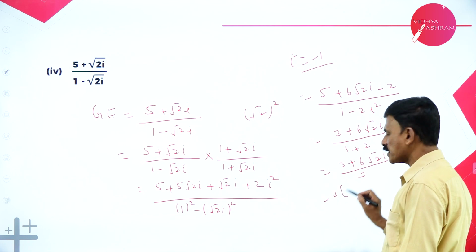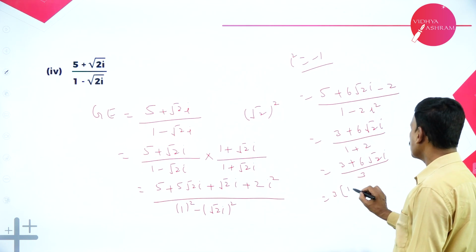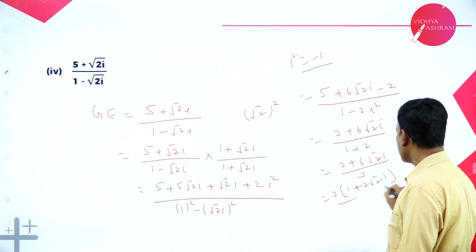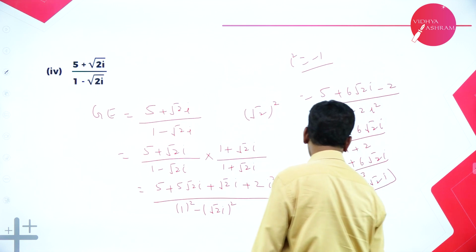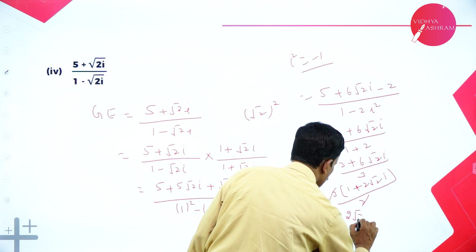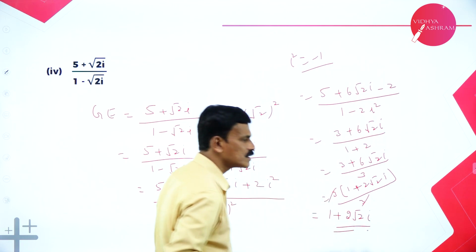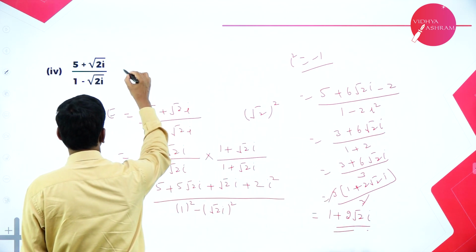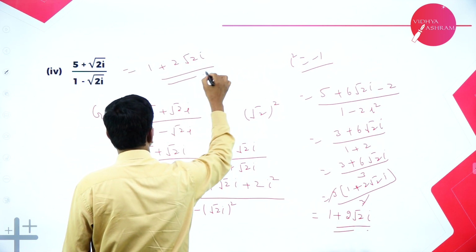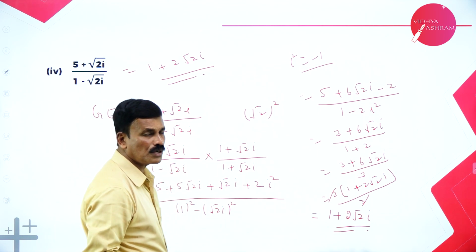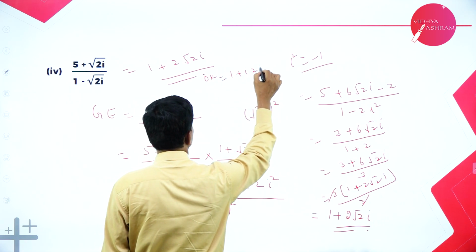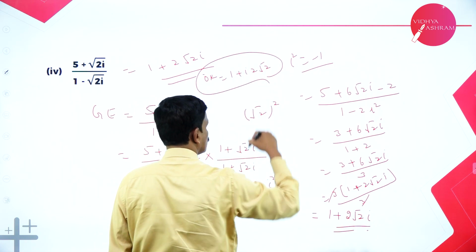You can take the common factor in the numerator. 3 is the common factor. 1 plus, so you can write 2 root 2 into i, divided by 3. 3 gets cancelled. So therefore, the simplified answer is 1 plus 2 root 2 into i. That's it. 1 plus i into 2 root 2, or 2 root 2 into i. In some textbooks they may represent it like this: 1 plus i into 2 root 2. One and the same, right?